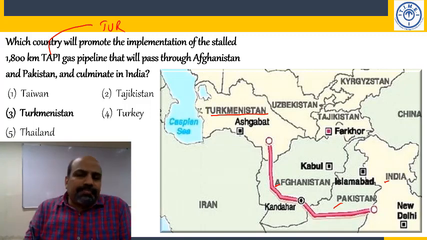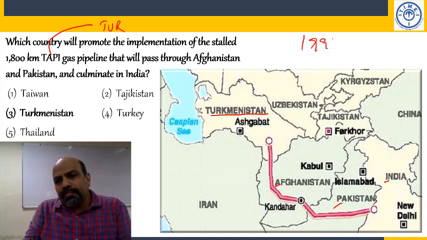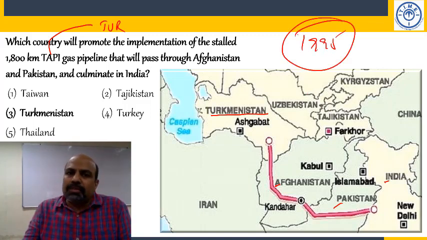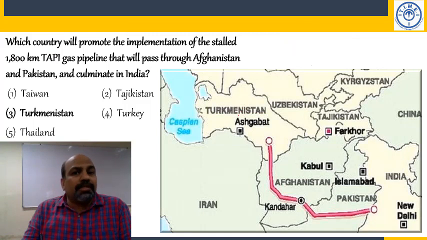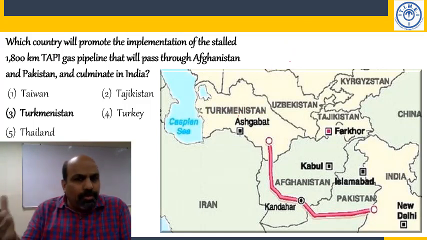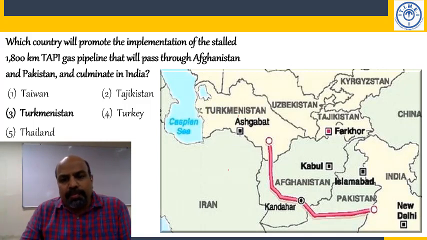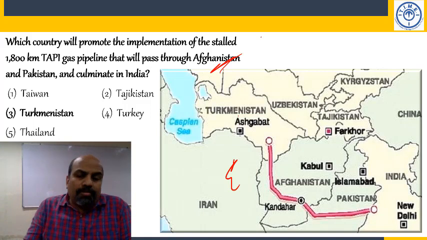This pipeline was first talked about in 1995, but till now it has not happened. It's not become operational. See, Turkmenistan has a lot of gas, and very few countries buy gas. Iran would not buy gas because Iran has gas. Russia would not buy gas because it has a lot of gas.